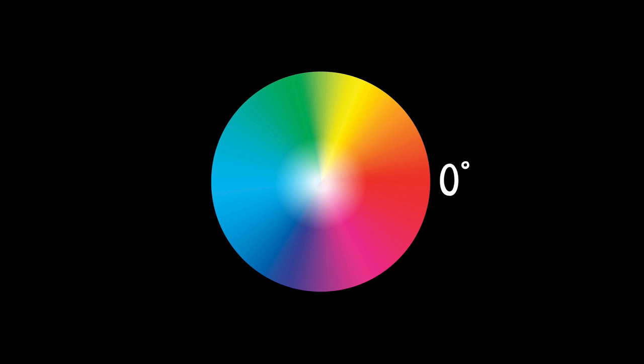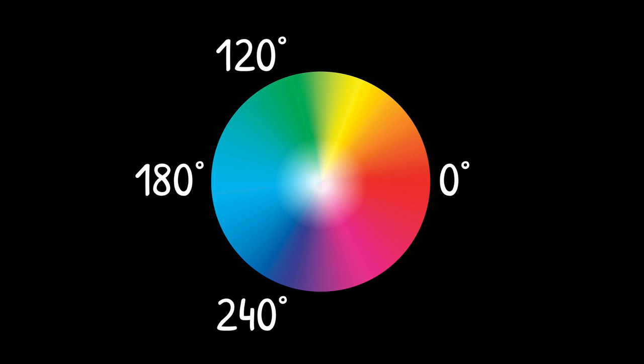0 degrees defines red and sits at 3 o'clock. Green appears at 120 degrees, or about 10:30, and cyan lands at 9 o'clock, or 180 degrees out from red. The blues appear at 240 degrees before we get back to the pinky reds.